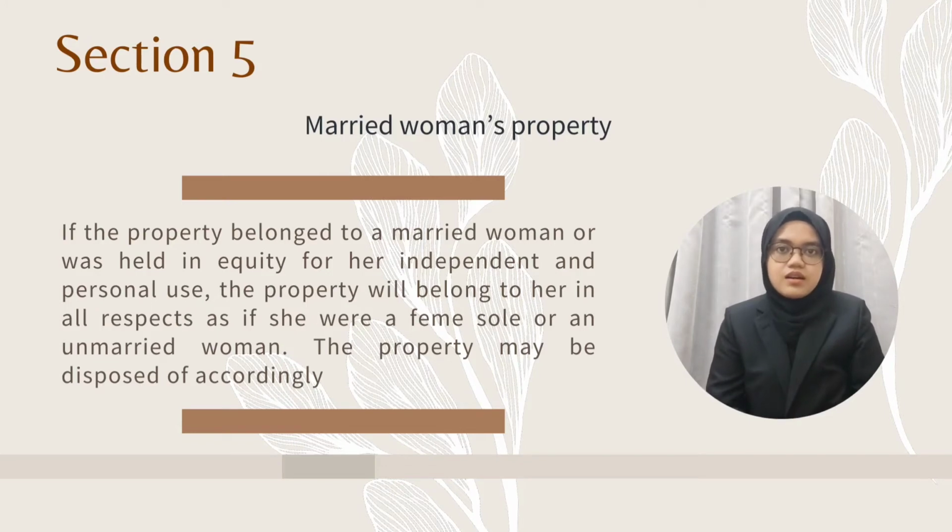Under this section, it provides about married women's property. It states that if the property belonged to a married woman or was held in equity for her independent or personal use, the property will belong to her in all respects as if she were a female or an unmarried woman. The property may be disposed of accordingly. Any restriction that does not attach with the enjoyment of the property of the woman will be void after the enforcement of this act.